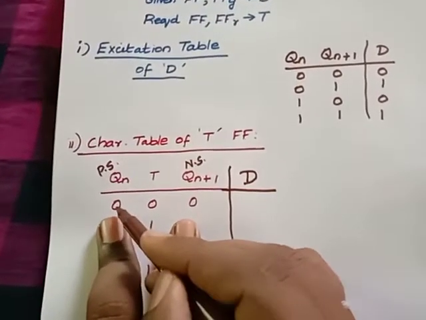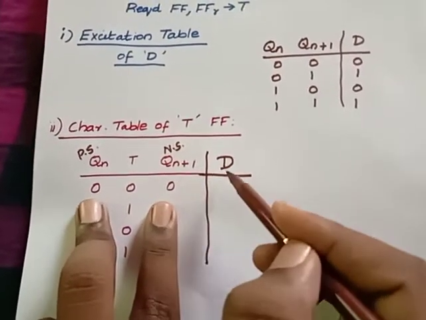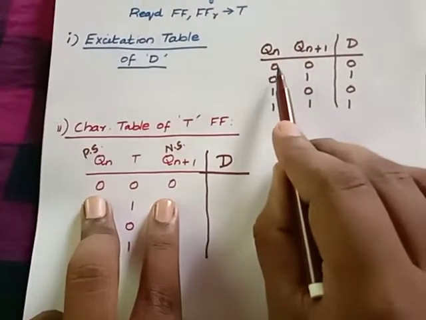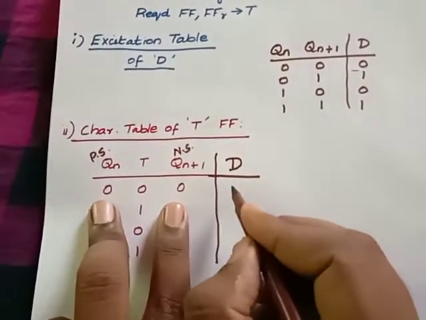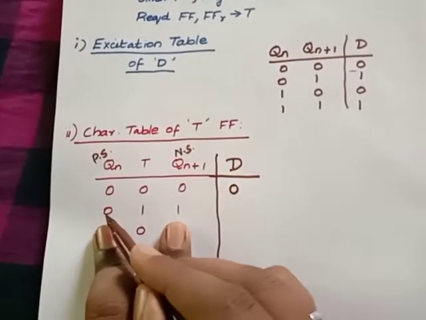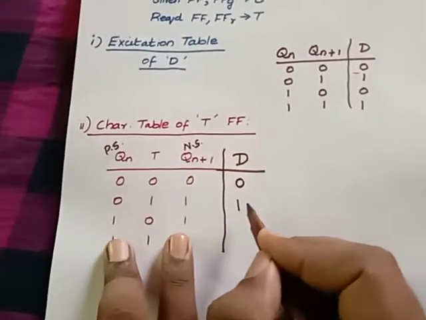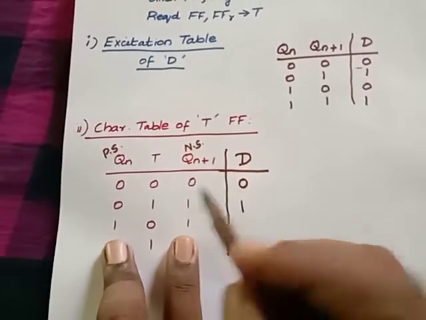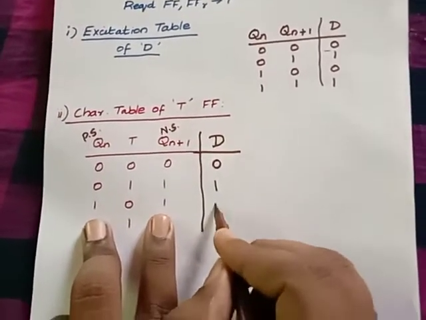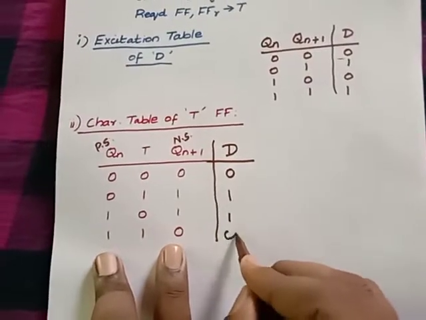Now if the present state is 0 and the next state is 0, what is the excitation you require for your D? So for 0 0 the input is 0, so you have to write 0 here. Next for 0 1 the input for D is 1. For 1 1 it is 1. For 1 0 it is 0.